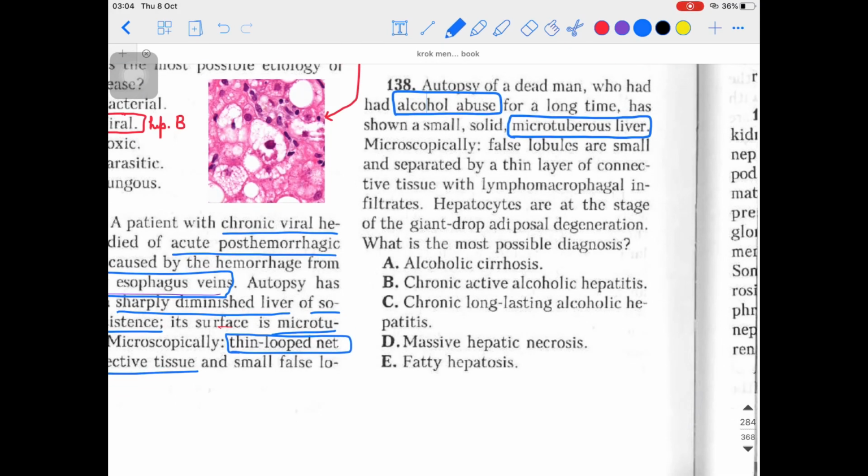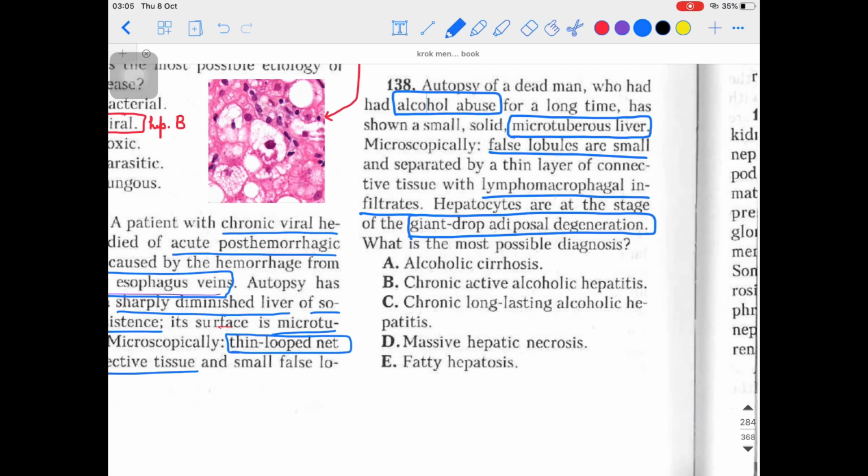Microscopically, false lobules are small and separated by a thin layer of connective tissue with macrophagal infiltrates. Hepatocytes are at the stage of giant drop adipose degeneration. That is the fancy term they are using for liver cirrhosis itself. What is the most probable diagnosis? We already have the diagnosis in our mind. Yes, that is absolutely correct: alcoholic cirrhosis, or liver cirrhosis, or hepatic cirrhosis.